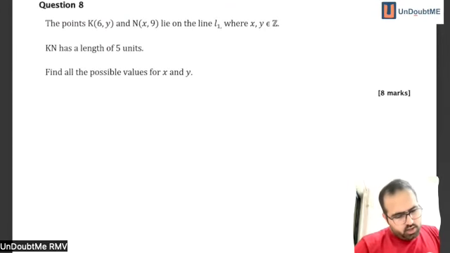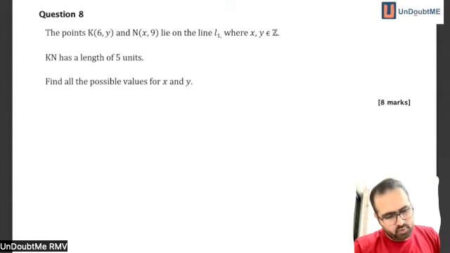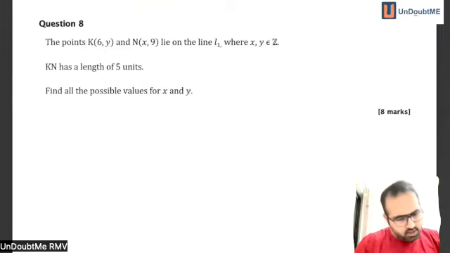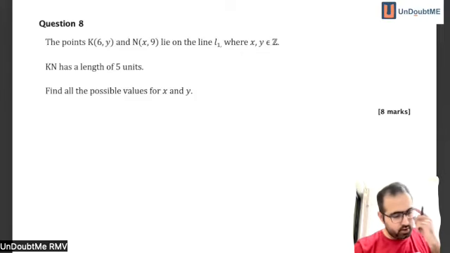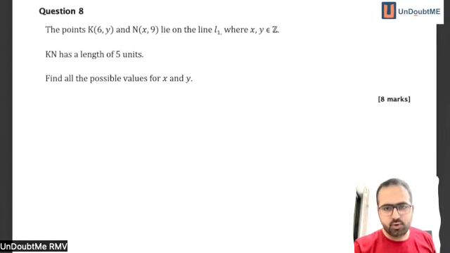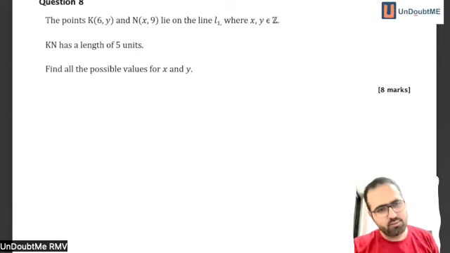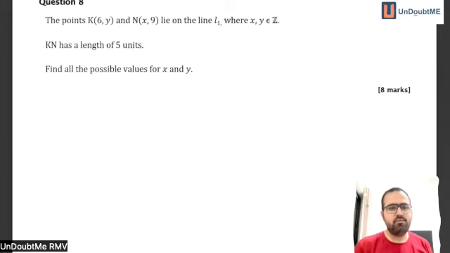Okay. Let us quickly try one more question before ending the session. The points K and N lie on the line L1. KN has the length of 5 units. Find all possible values of x and y. So this is also a painful question, and you can see it is of 8 marks. So we have to show the steps. We can't put everything directly into the calculator.